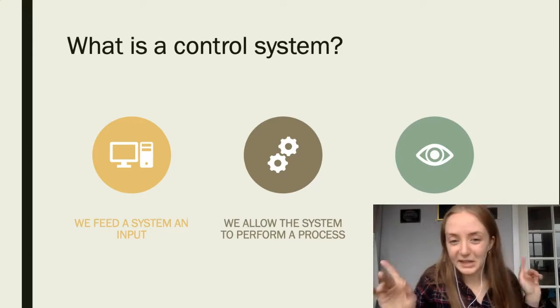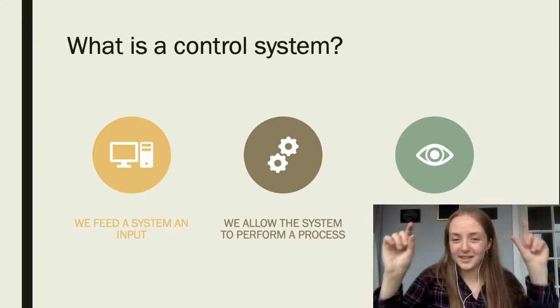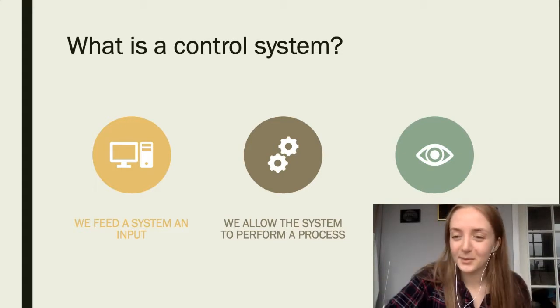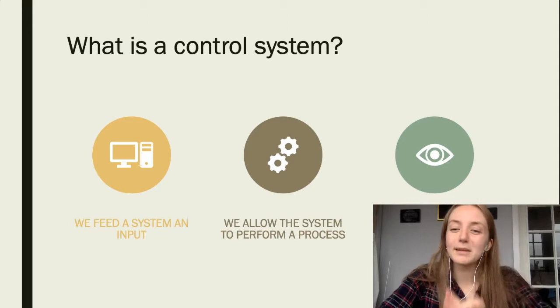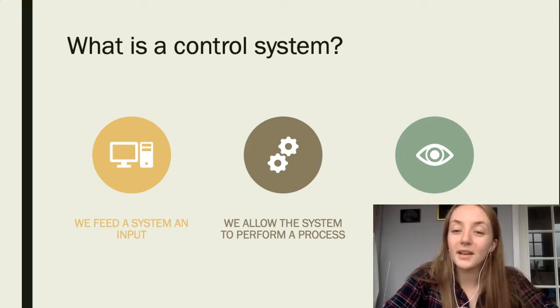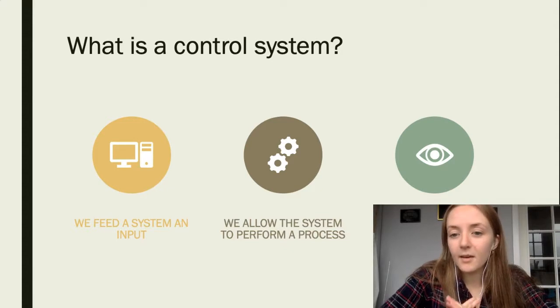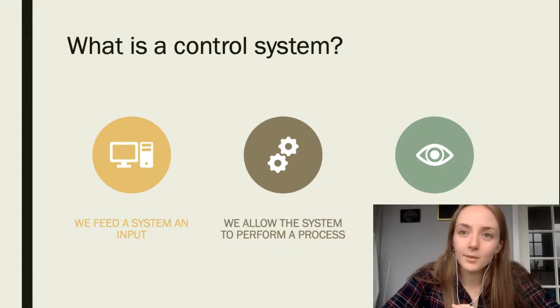So underneath my face here, there's a picture of an eye, and then underneath it says we observe an outcome. You're not missing much, don't worry. It probably seems quite obvious, but preferably we would like to be able to observe this output. Otherwise, we don't know whether our system is actually doing anything.